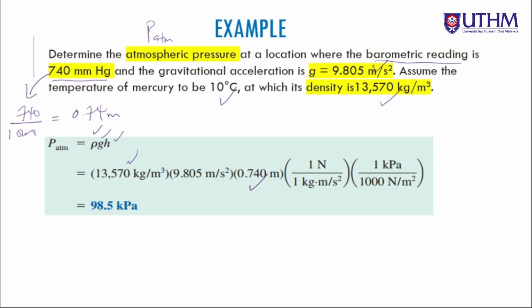So kita darab 13,570 kali 9.805 kali 0.74, kita actually akan dapat around 98,460 Pascal. Ataupun kita convert untuk 3 significant figures, kita akan dapat 98.5 kilopascal. Alright, this is a very straightforward punya example.